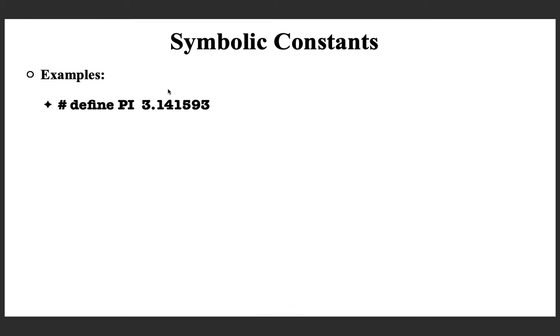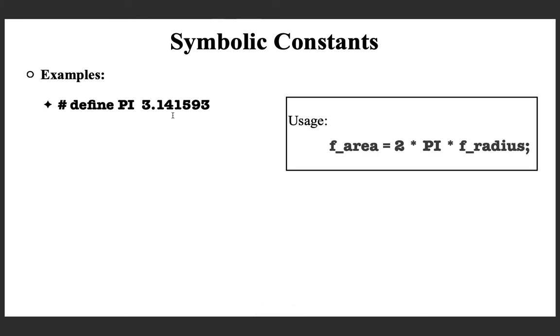The first example defines pi, then the value of pi. And what is it doing? Just to understand why you need it, let us look at a use case. This is a usage. You're saying area, which is a floating point variable, is assigned the value of this expression. And what is it? 2 into pi into radius. Okay, 2 pi r, which is the circumference of a circle.